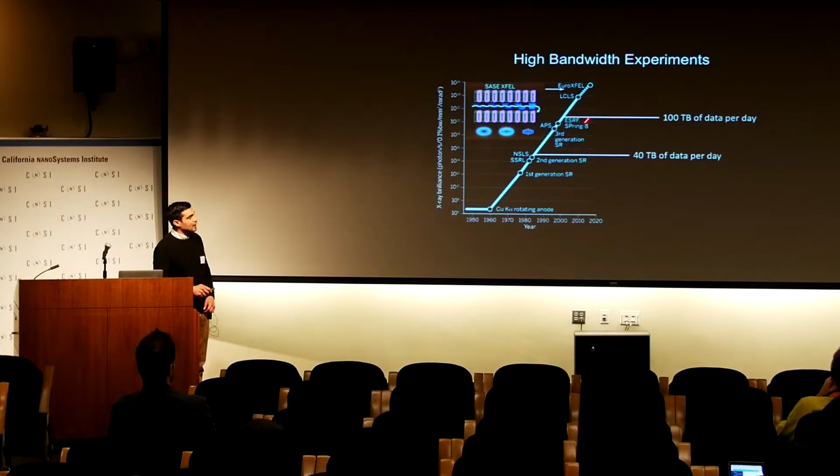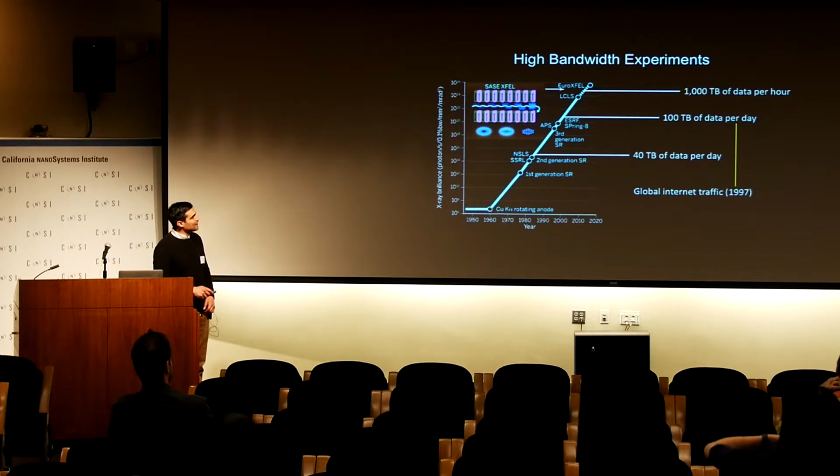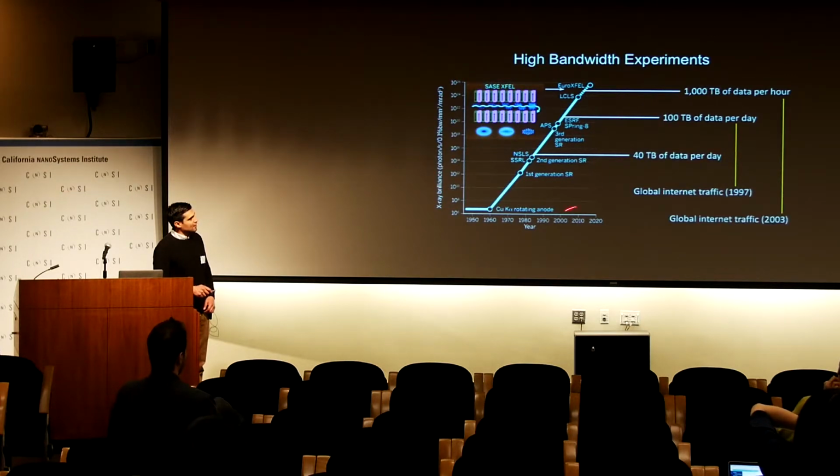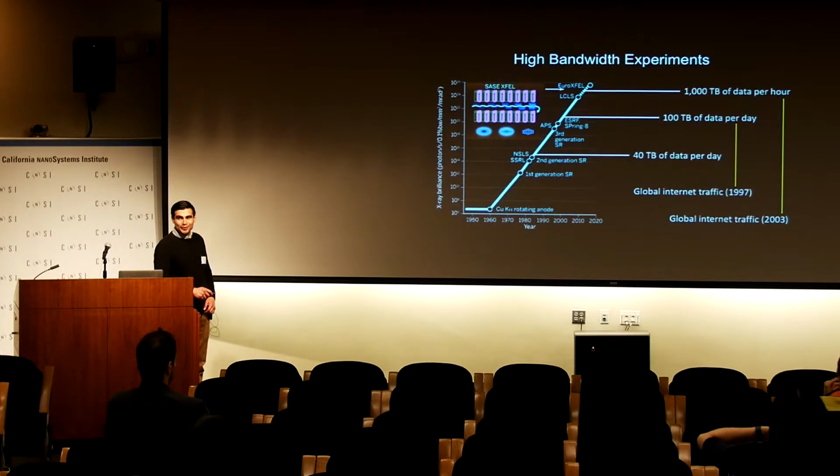It quickly rises to about 100 terabytes per day for some of the more advanced synchrotrons, which is a lot of data. That's equivalent to the global internet traffic in 1997, which is putting things into perspective. The newest facilities that are supposed to come online are going to be generating over an order of magnitude more than that, and that's equivalent to the global internet traffic in 2003. So we're scaling really fast here.